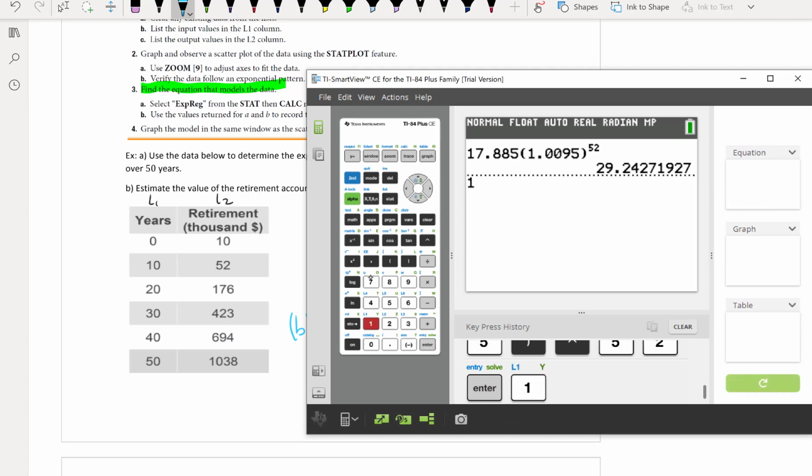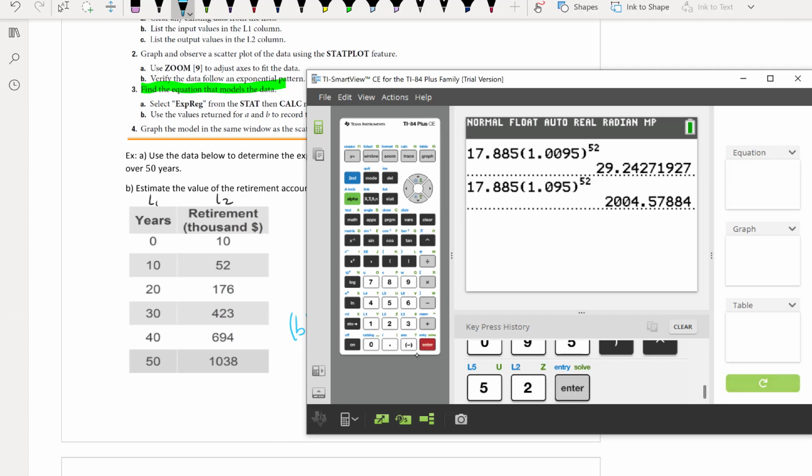So I should really have 17.885 times 1.095. There we go. So the first attempt that I did it, I had one too many zeros. And now I have 1.095, which is what I had before. And it's to the 52nd power. And now I get the correct answer of 2004. So I'm going to go ahead and write that down.